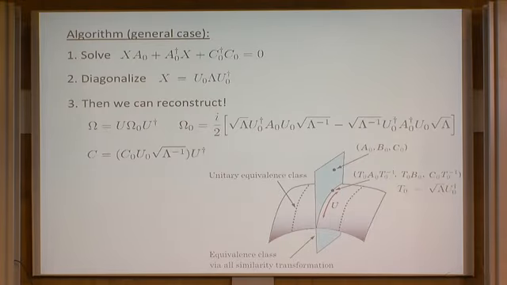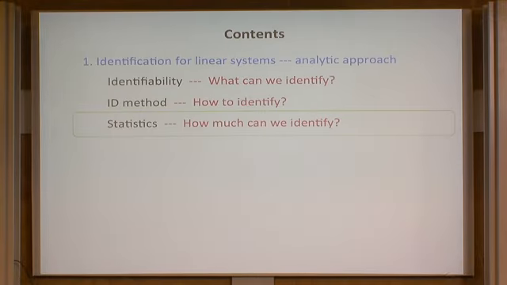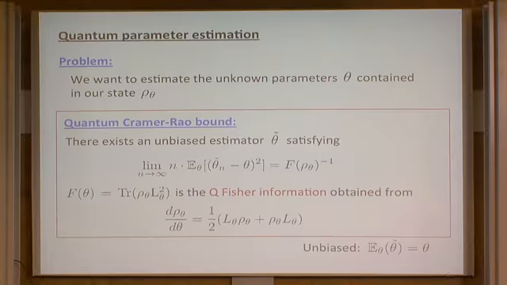Okay, so the final topic in the first part is the statistics, and we are talking about the Fisher information. So this is a general setup of quantum parameter estimation. The talk was already given nicely by Peter, so I just give the result. The problem is that we want to estimate the unknown parameter theta contained in our state. This is the one parameter case.